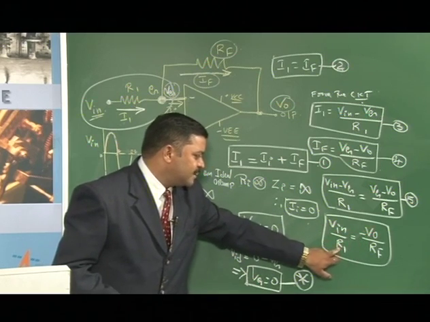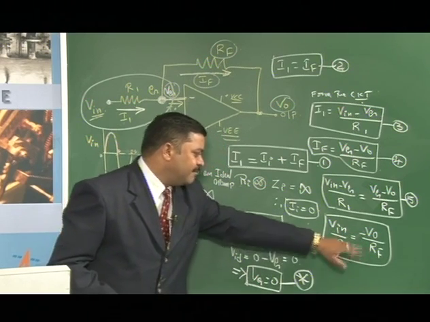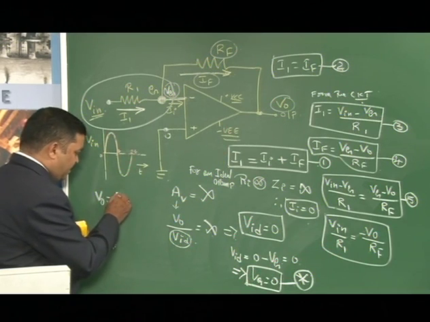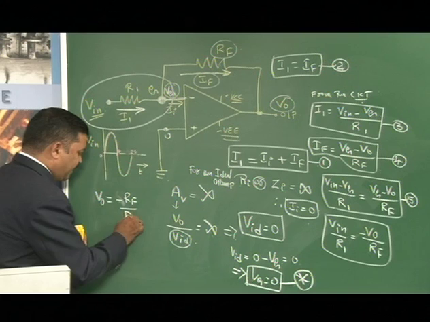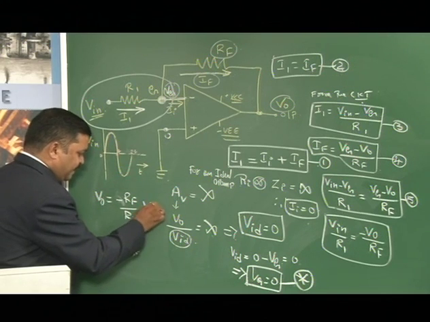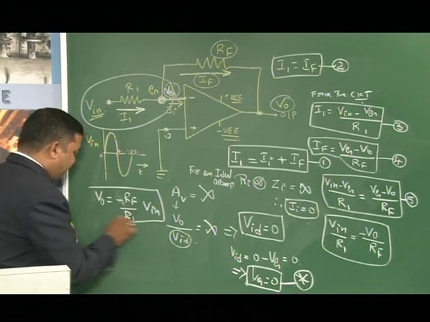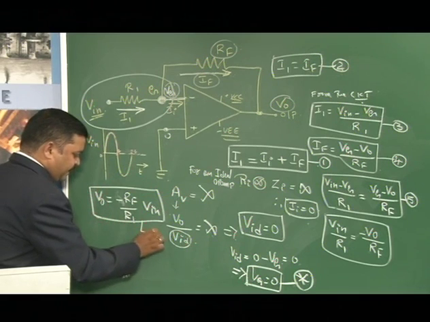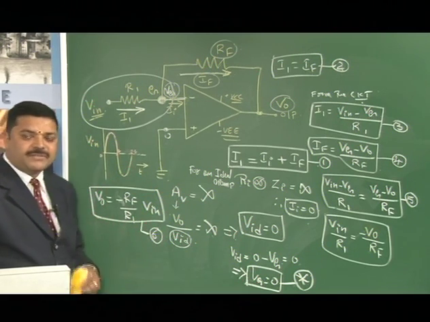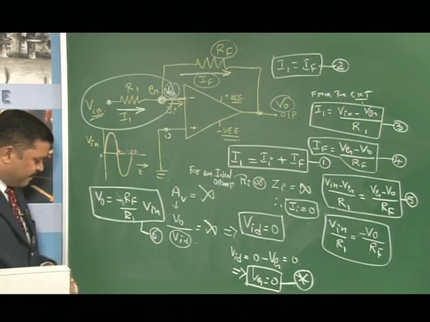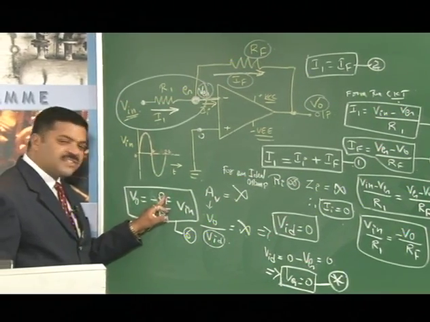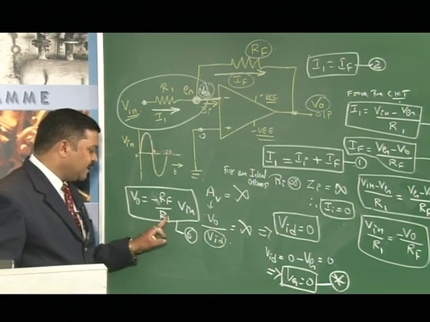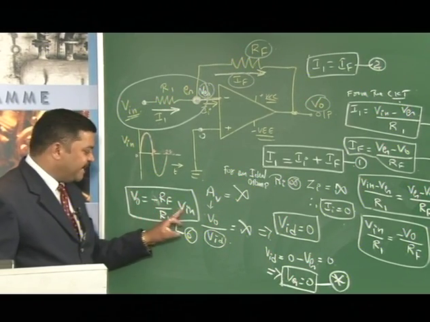V0 is minus Rf by R1 into Vin. So, this is the equation, let me call it equation 6. If you observe equation 6, V0 is given by some constant value, Rf by R1, with a minus sign, times Vin.